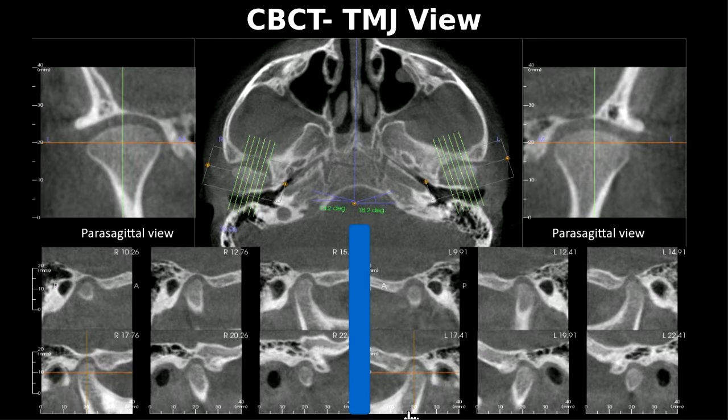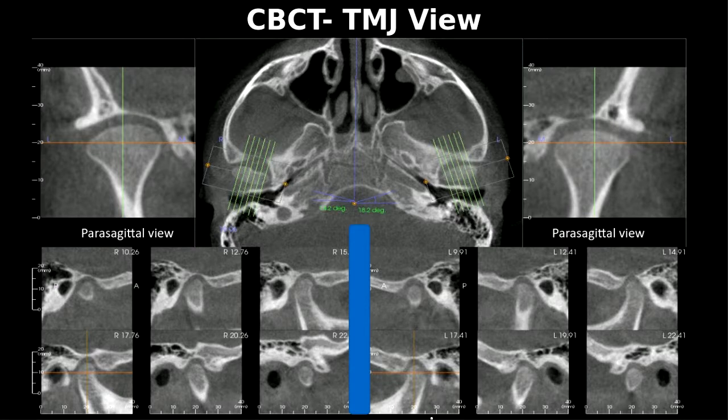This is about the CBCT anatomy of the TMJ, the temporomandibular joint. You can see here this is the condyle on the right side, and this is the condyle on the left side. As you see, there are 6 green lines: 1, 2, 3, 4, 5, 6. These are the parasagittal views. I'll put one of the images and say select the parasagittal view, and you have to select these views for the TMJ. Likewise, you can see 1, 2, 3, 4, 5, 6. These are the 6 parasagittal views.